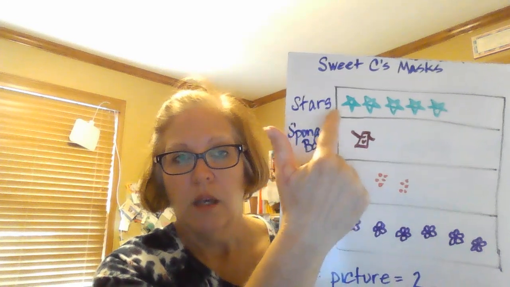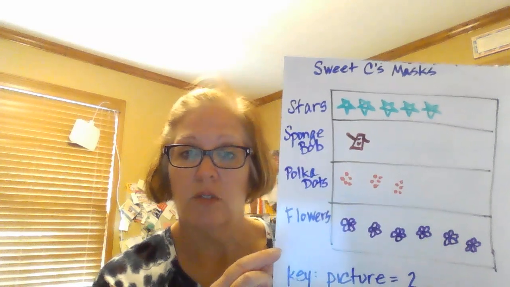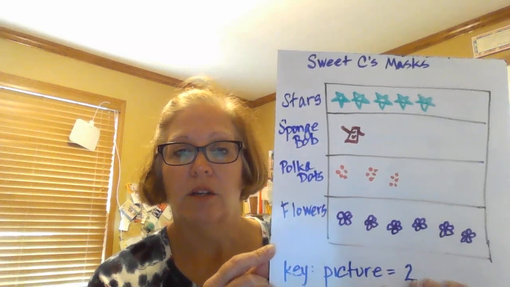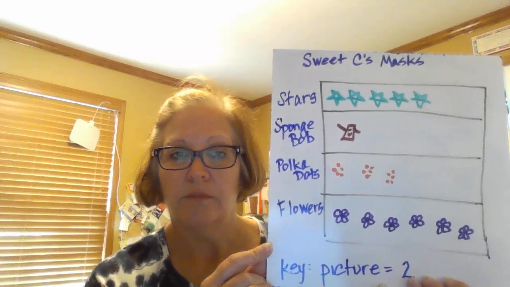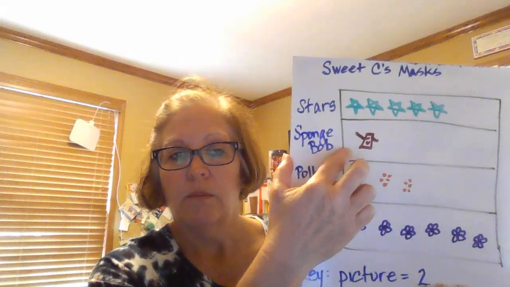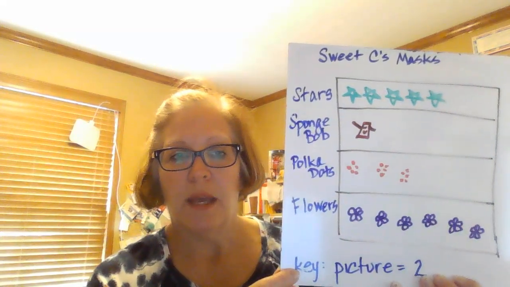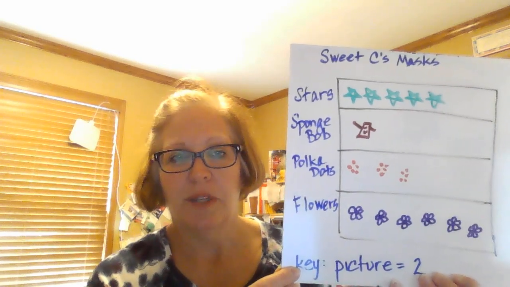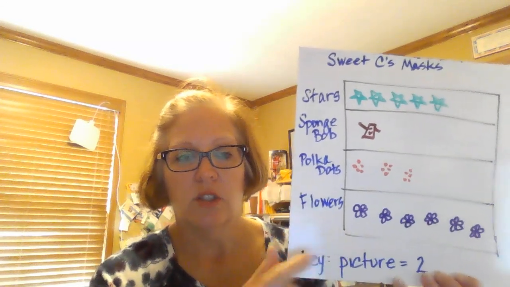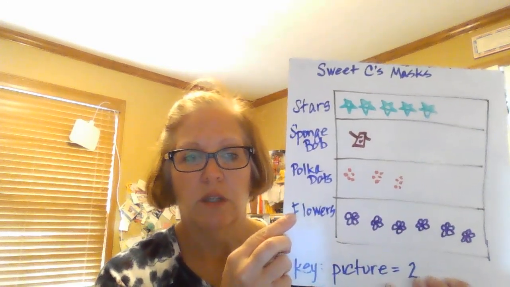So 1 star equals 2. In this case, I have 1, 2, 3, 4, 5 stars. That means 2 times 5, so we're using our multiplication skills. That equals 10 star patterns of masks that have been done. Same here, SpongeBob pattern. That's a new pattern, so only 2 have been made. That's probably not true, we probably have done more than that, but this is just an illustration. Polka dots, flowers, and such, okay? So that's my picture graph illustration.